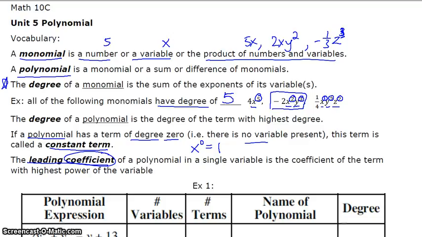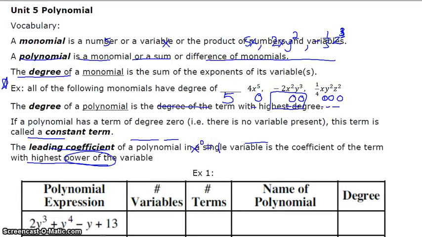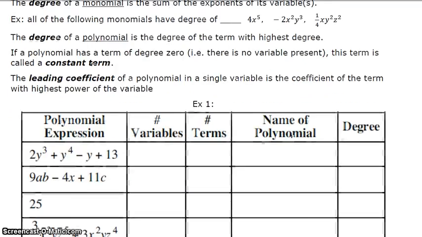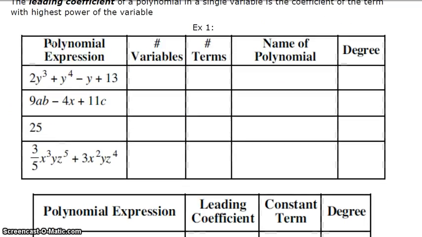So let's look at some examples. Go through that terminology. You can pause and go through the definitions, and then we can look at some examples. It's very easy to learn from examples. Now the following is a list of polynomial expressions.